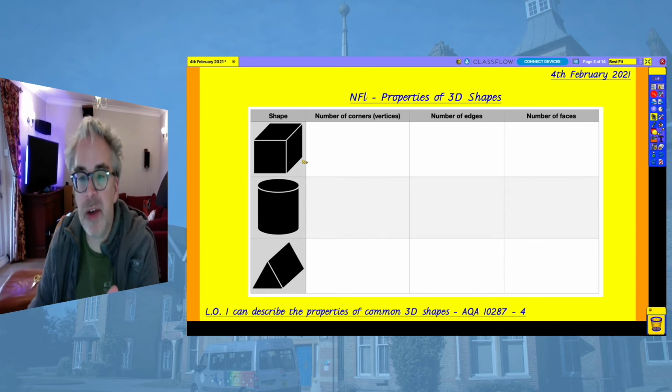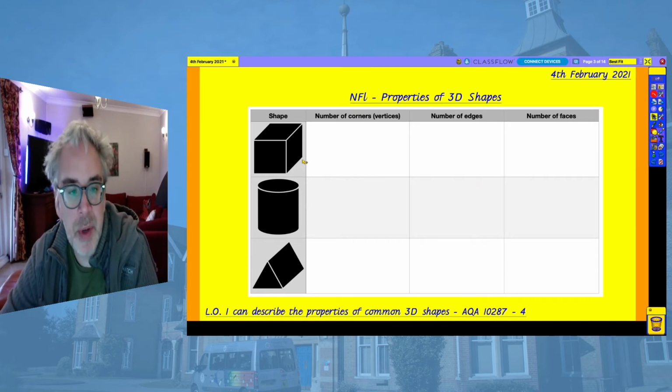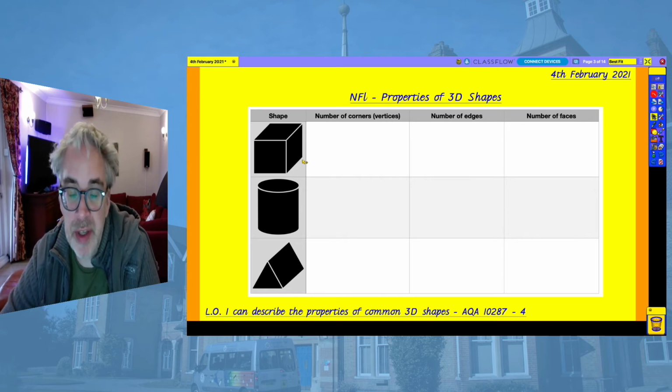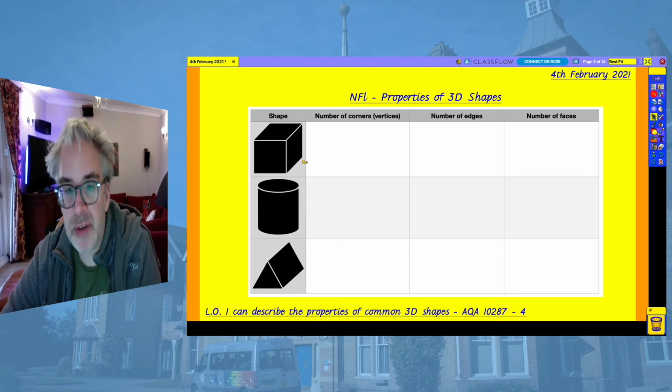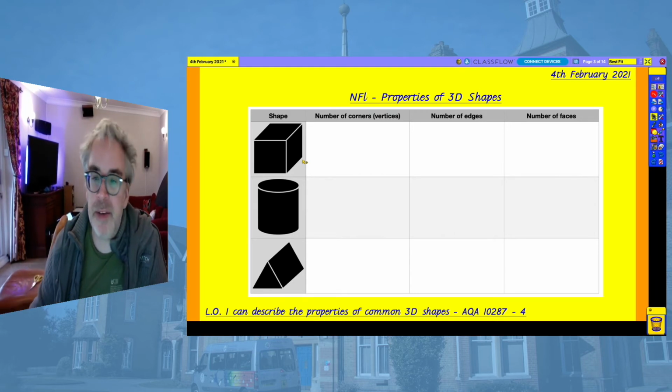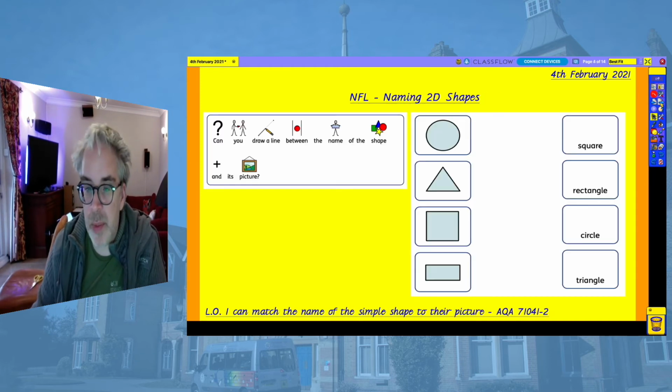Now you can use household objects if you're lucky enough to have some 3D shapes. I've also suggested having a look at some other YouTube videos where you might be able to see the shape being moved around or manipulated in front of you. So all of those are good places where you can get this from.